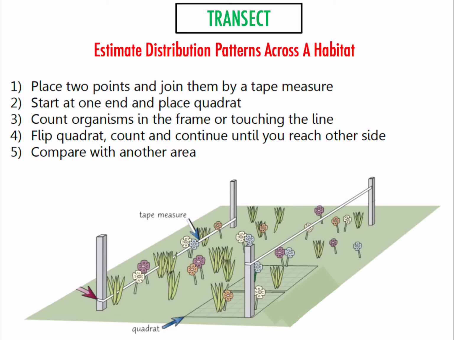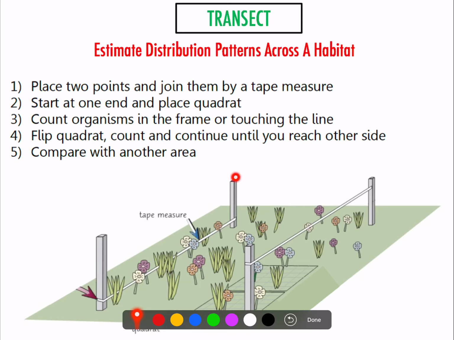So what you do is, in a transect, you have 2 points and you join them by a line. And then you start from one side, you place your quadrat, you count the organisms within the quadrat, then you flip, you count, and you keep on flipping until you get to the end of the line. And then you compare this with the other area.